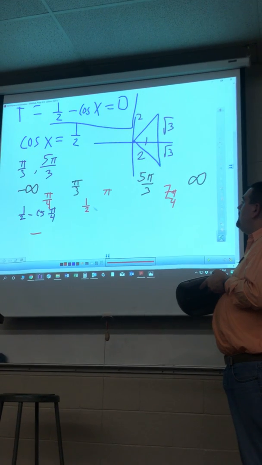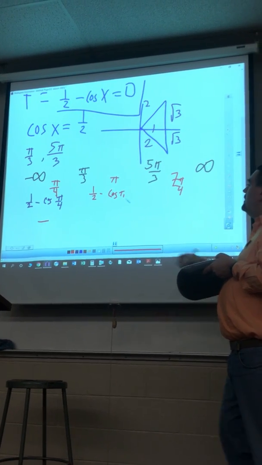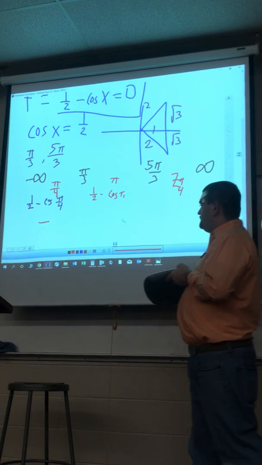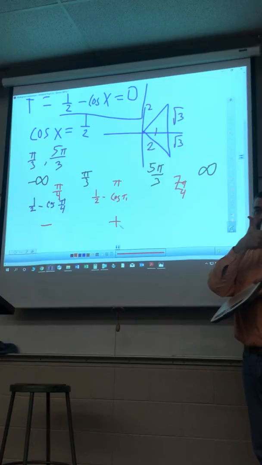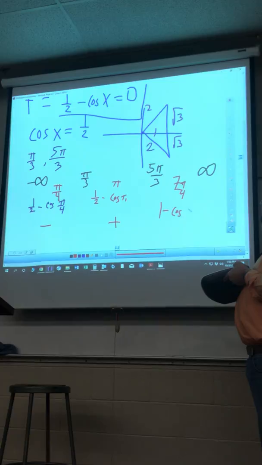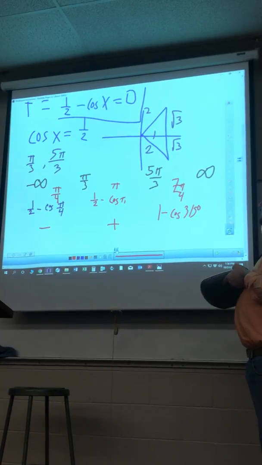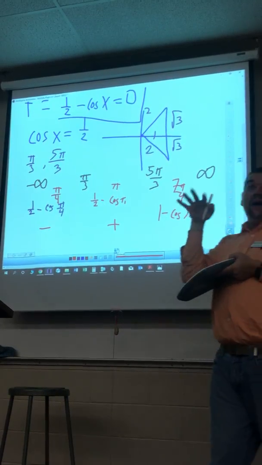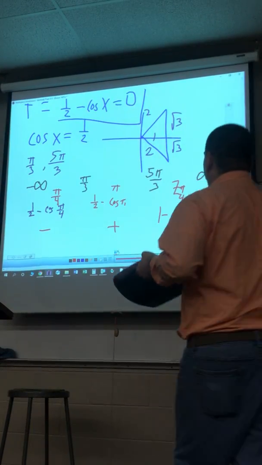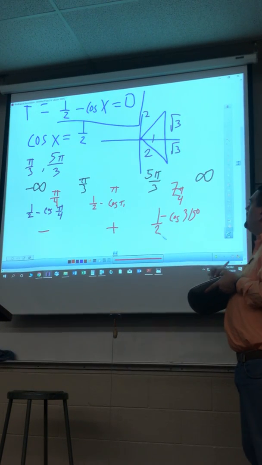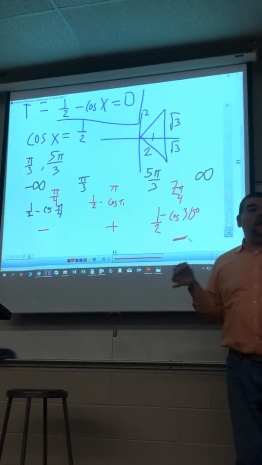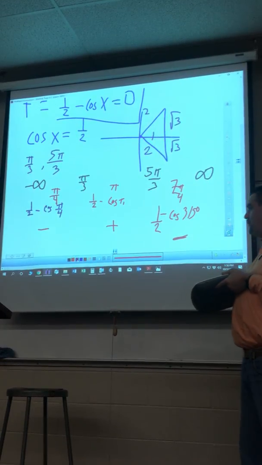What's half minus cosine of pi? What is cosine of pi? So what's 1/2 minus negative 1? Then 7 pi over 4. So what's 1/2 minus cosine of 315 degrees? Again, cosine of 315 should be a positive number, right? Why did I put a 1 here? It should be 1/2. 1/2 minus root 2 over 2 should be a minus sign. That's it.